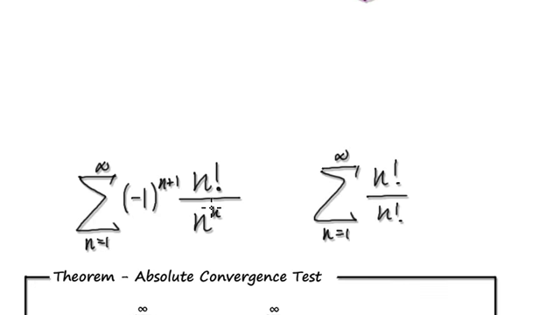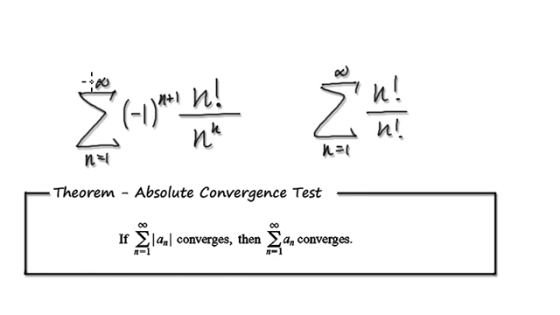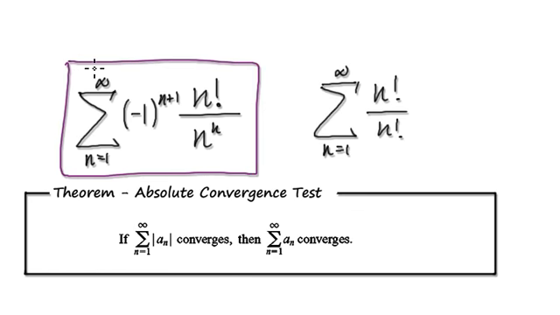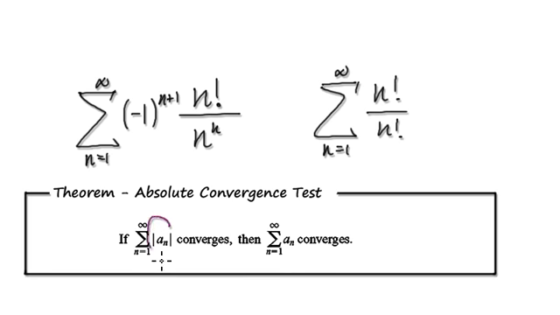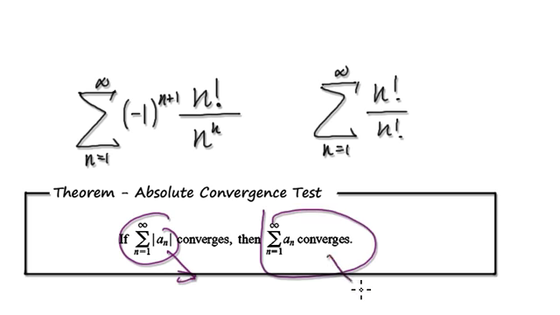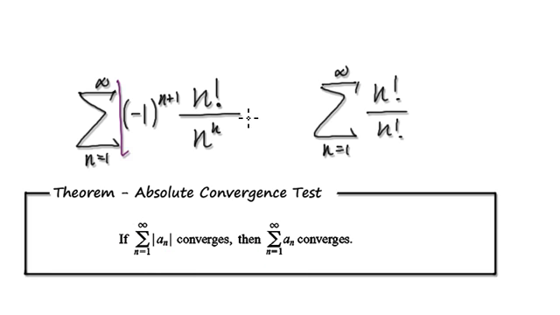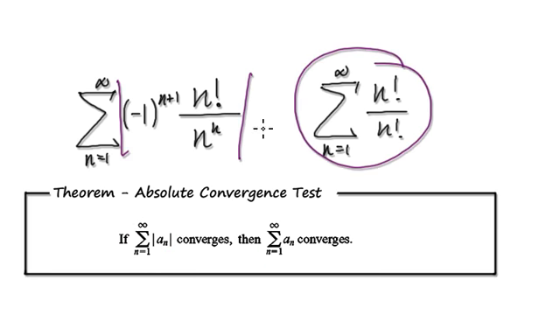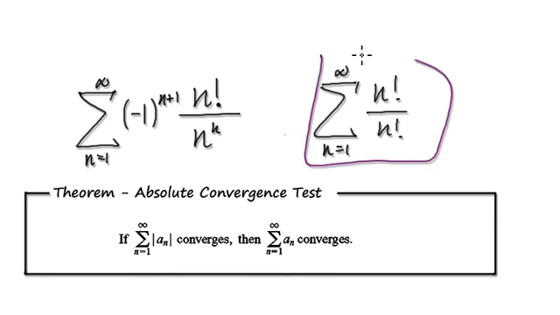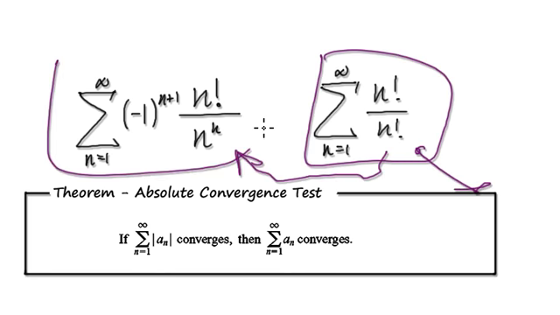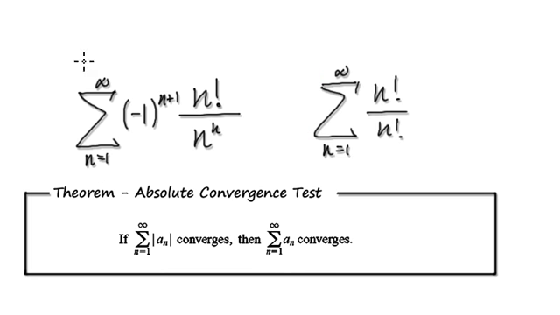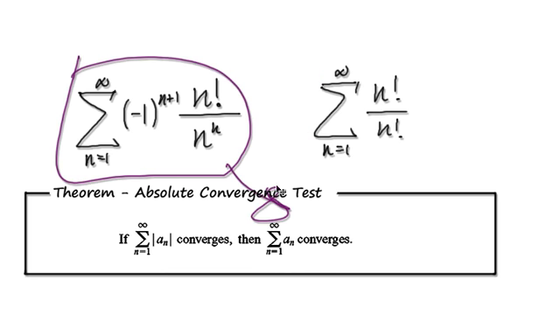So let's start again. Originally, we were trying to determine if this alternating series will converge or if it will diverge. And then there's a theorem that says that if the absolute version converges, then the original version will converge. While looking at the absolute version, that's this thing here, the absolute version here will converge. Therefore, the original must also converge. So therefore, this alternating series will converge. Okay?